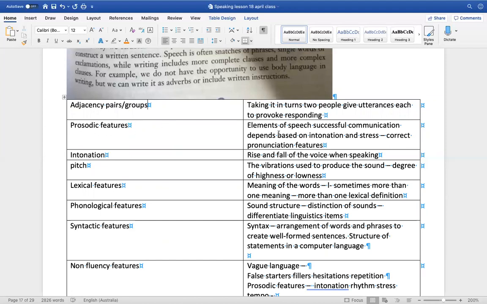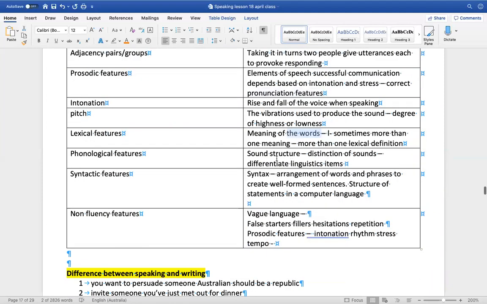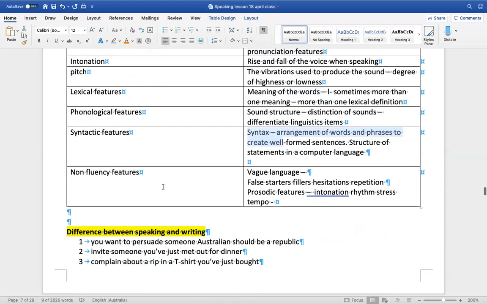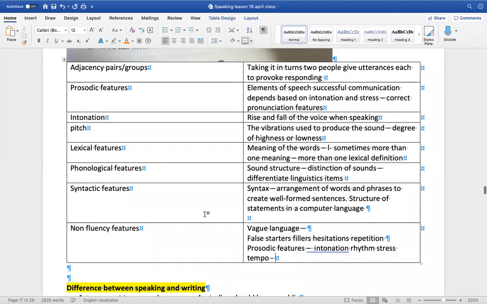Prosodic features, the pronunciation features. Intonation, rise and fall. Pitch is your voice, if it's low or high. Lexical features is the meaning of the words. Phonological is the sound. Syntactic features is the arrangement of the words. And non-fluency, you can include vague language, which is false starts, fillers, hesitation, repetition, and the prosodic, which is up here again. These are the intonation, rhythm, stress, tempo, which is basically the pronunciation. So all of this are the features of speech.